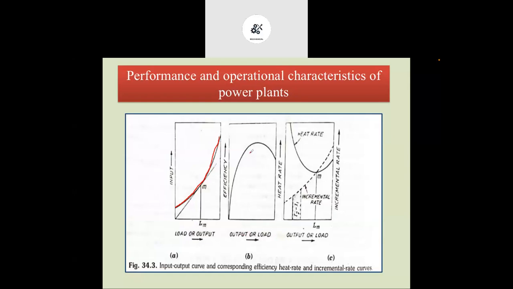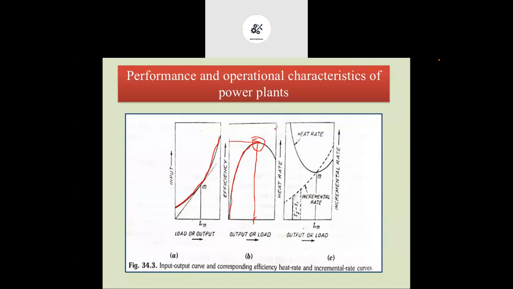The second graph is the efficiency versus load curve. Here we can see how the efficiency varies as the output or load varies. This is also a parabolic curve. As you can see, initially as the output increases, the efficiency also increases. It will attain the maximum value at a particular output value, this one is the maximum efficiency at this particular output or load, and beyond that value, efficiency starts decreasing. So that is the variation of efficiency.